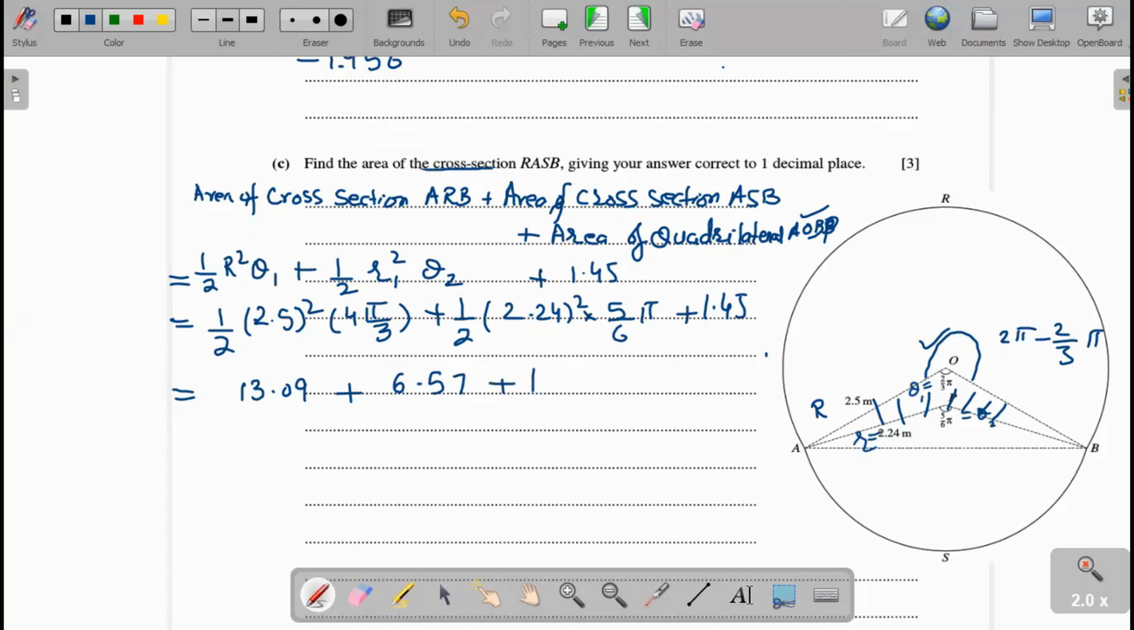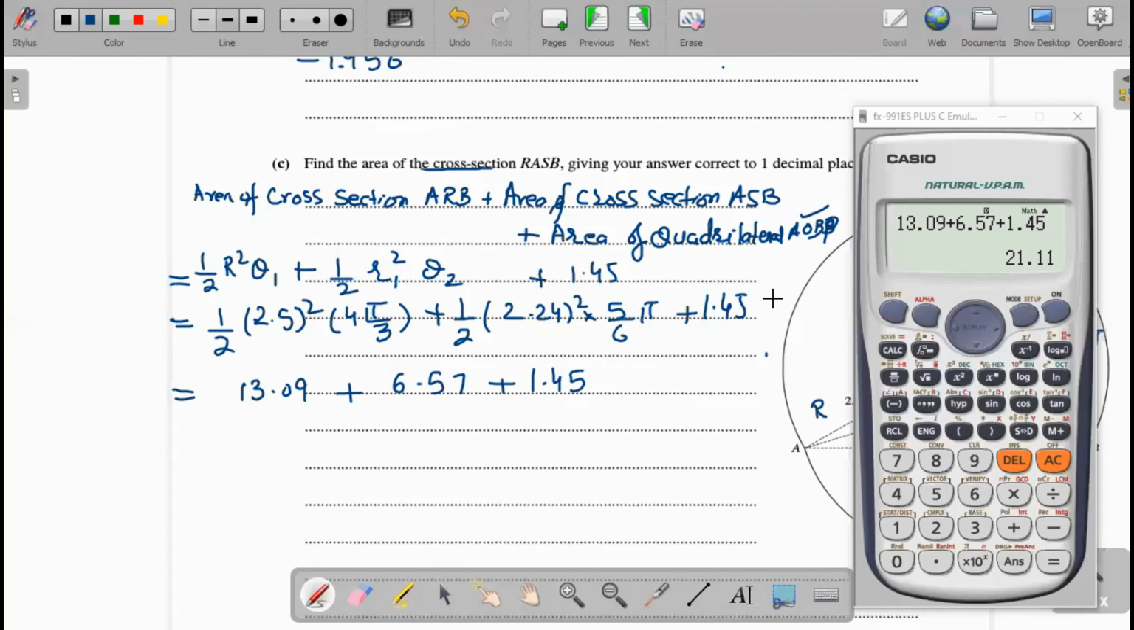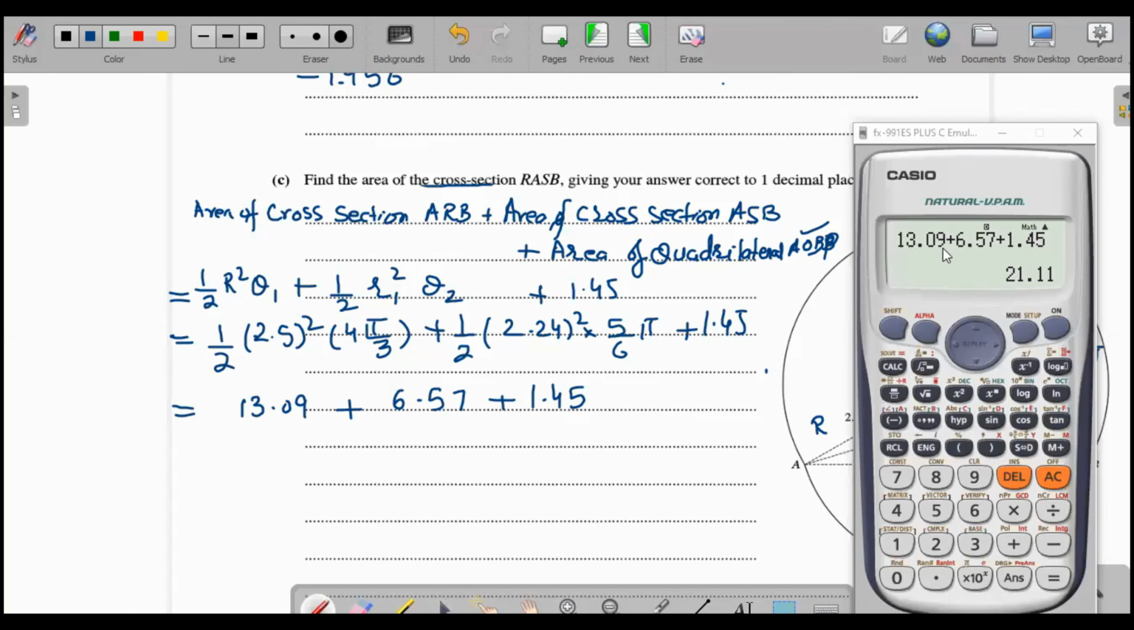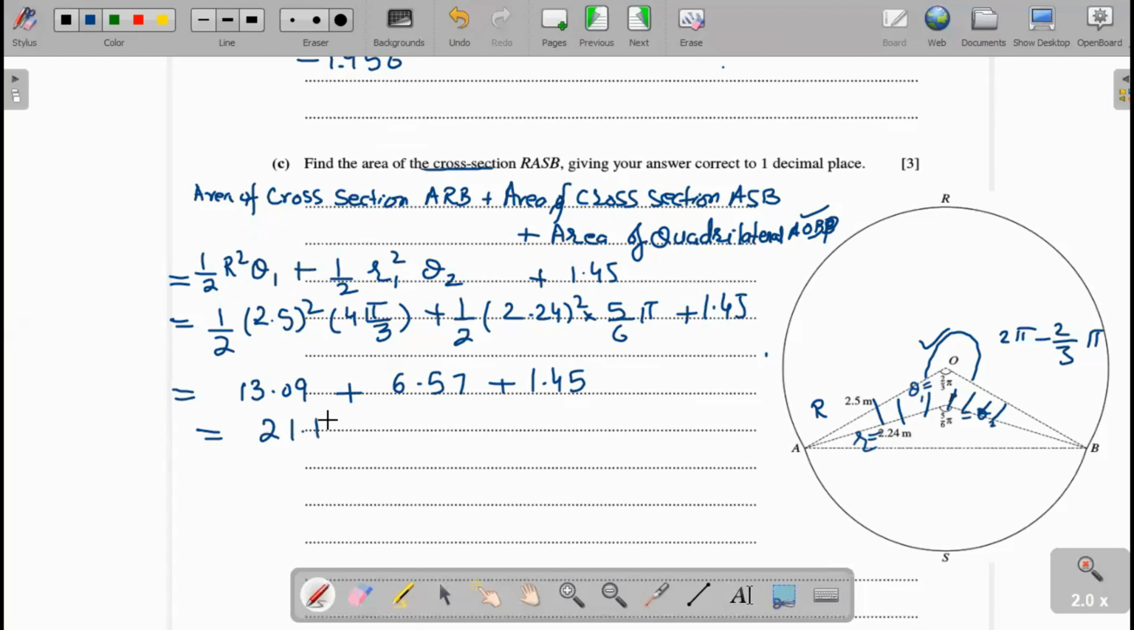And plus 1.45. Now we add all these values. 13.09 plus 6.57 plus 1.45, the answer is 21.11. Therefore, 21.11 is the answer.